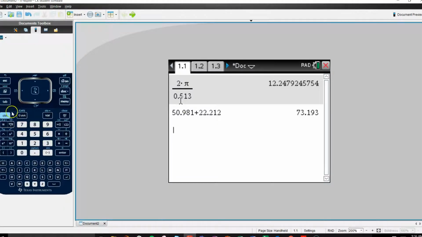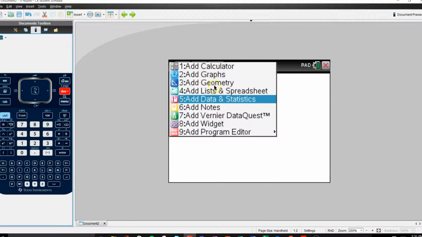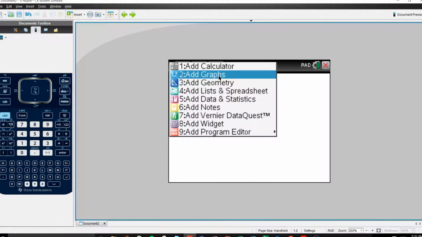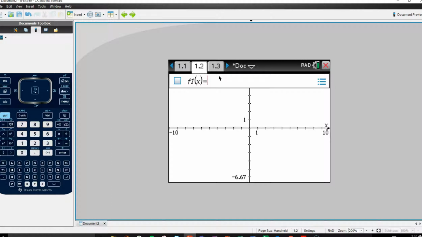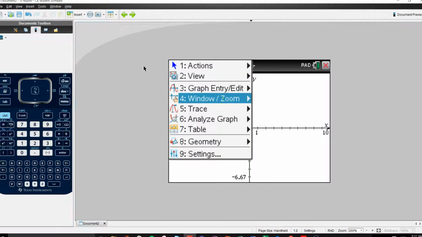So I'm going to create another page by going Control Document and adding a graph page. And I'm going to type out my model that we created here, so I can actually see what this entire function looks like. 0.513 times x minus 1.671 outside the parentheses plus 50.981. Okay, I hit enter and I can't see it, so that means I should mess with the window.